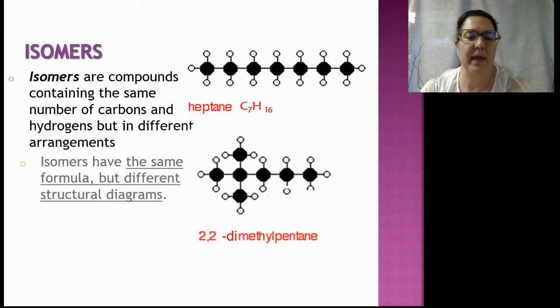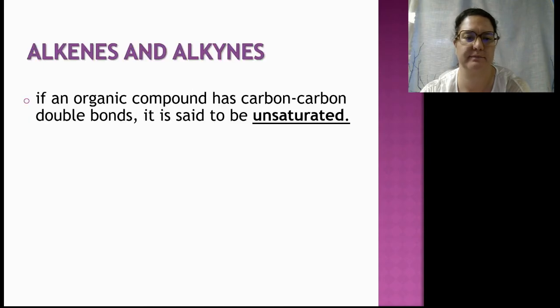But we can have dimethylpentane. So isomers have the same formula, but different structural diagrams. Both of these have 7 carbons and 16 hydrogens, but in a different structure.